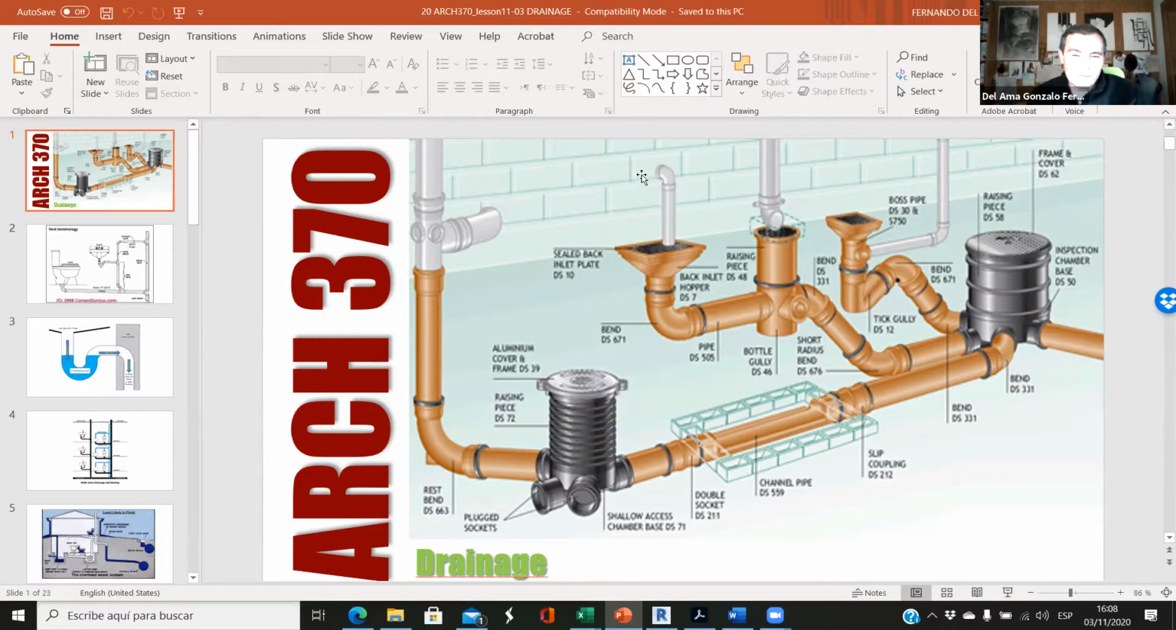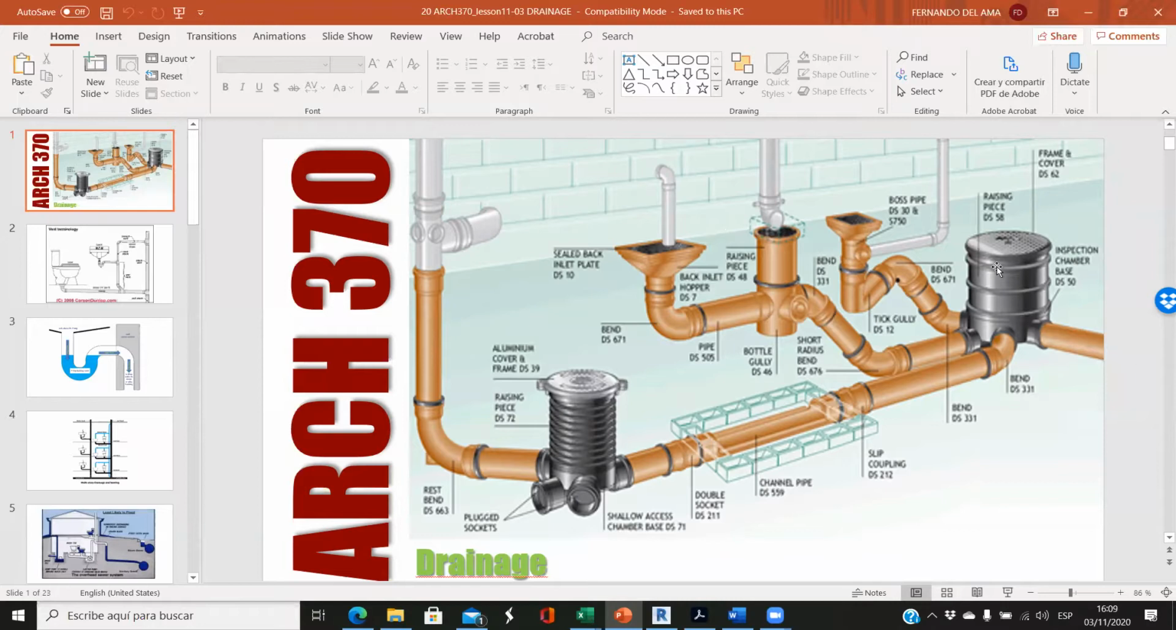Usually, when we have different fixtures here, the sink, not the toilet, but sinks or washing machines, we connect them all together with this, and then from this one we go to the vertical pipe or the stack. I'm not going to use this because I have had issues using this kind of element.